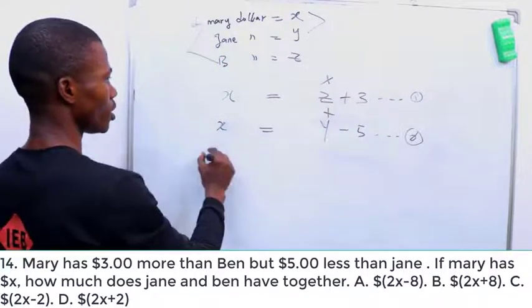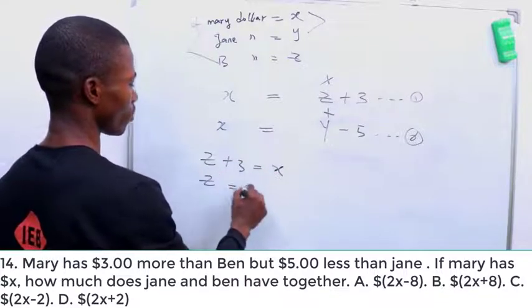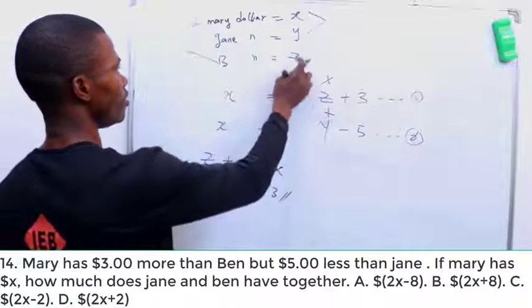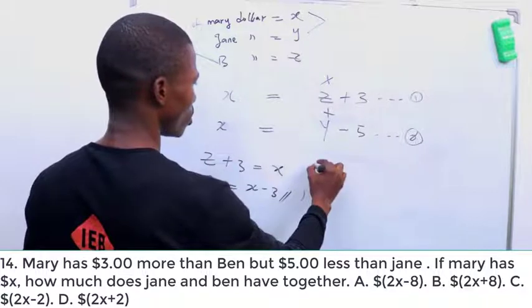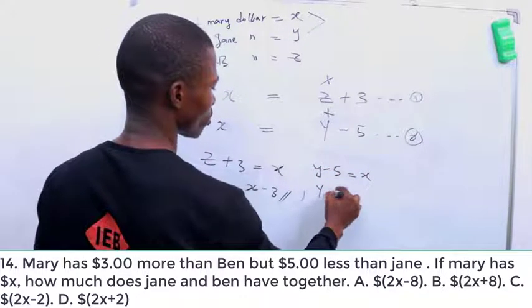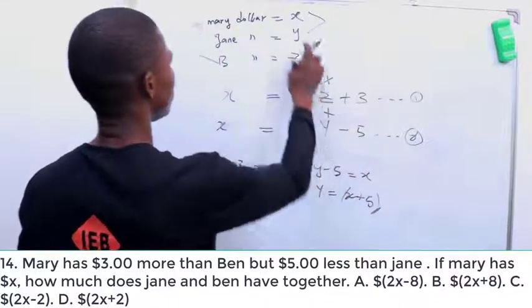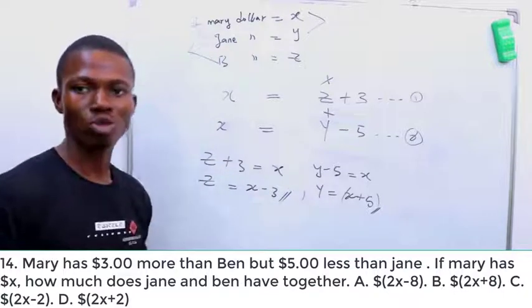So from equation 1, Z plus 3 is equal to X. Therefore, making Z the subject of the formula is X minus 3. This is the amount Ben has. And from equation 2, Y minus 5 is equal to X, so making Y the subject of the formula is X plus 5. This is the amount Jane has. So what amount do they have together?